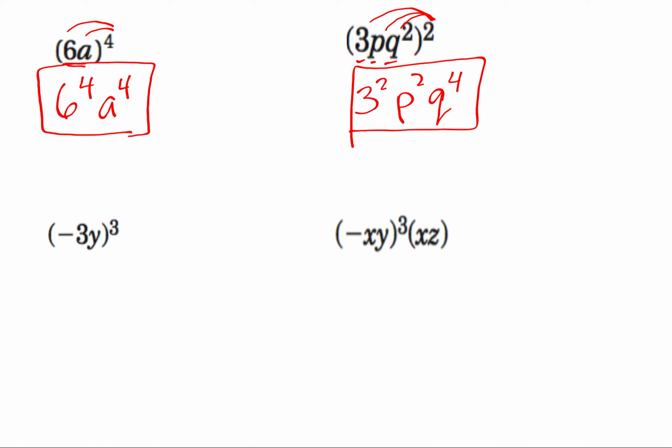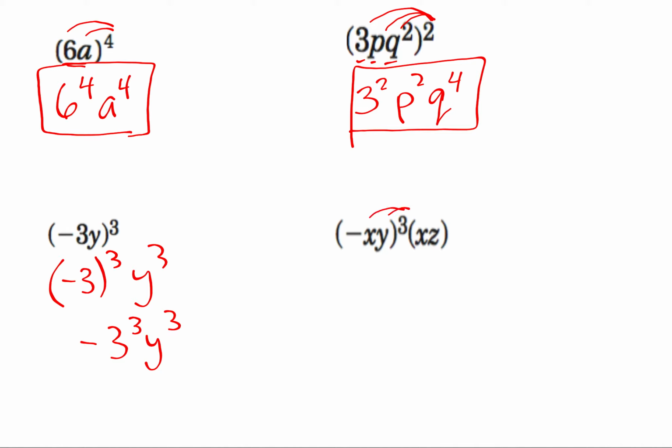Okay, (negative 3y) cubed. That's negative 3 cubed y cubed. Negative 3 cubed is actually negative times negative times negative, it's just going to be negative. So this is negative 3 cubed y cubed.